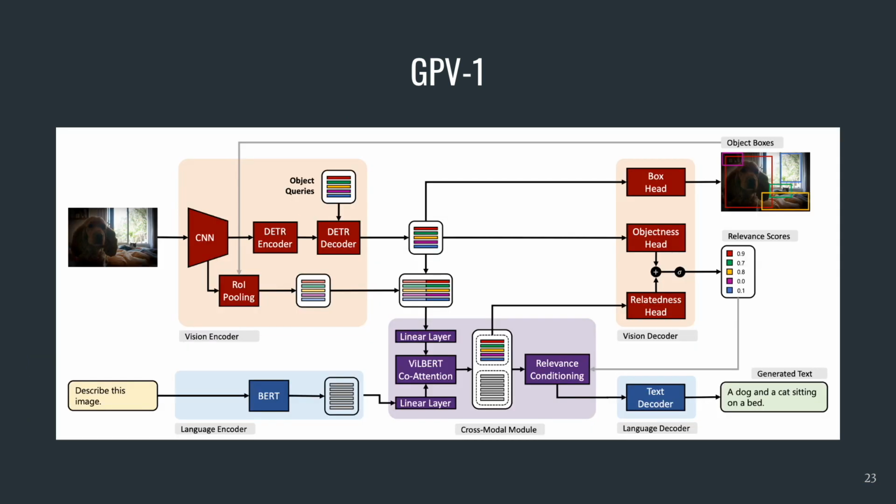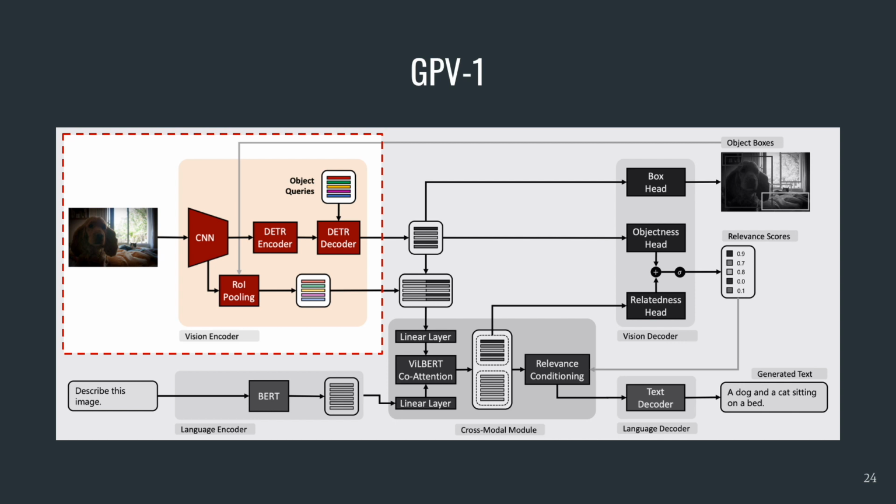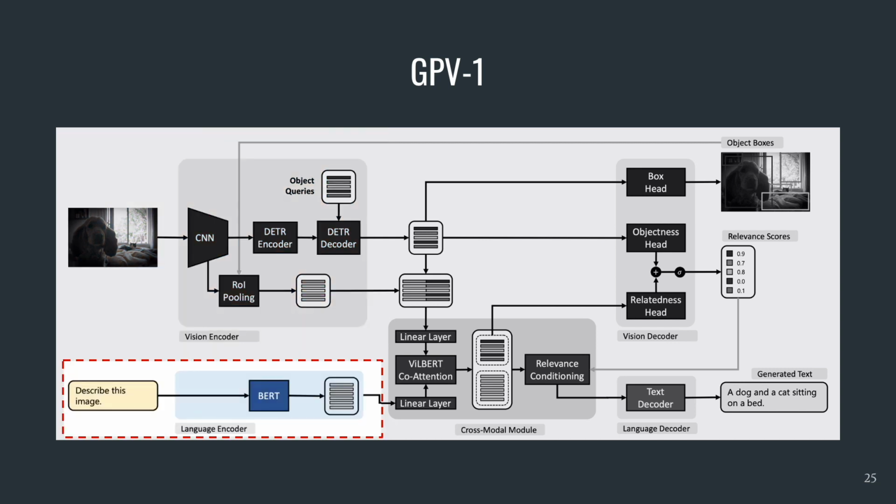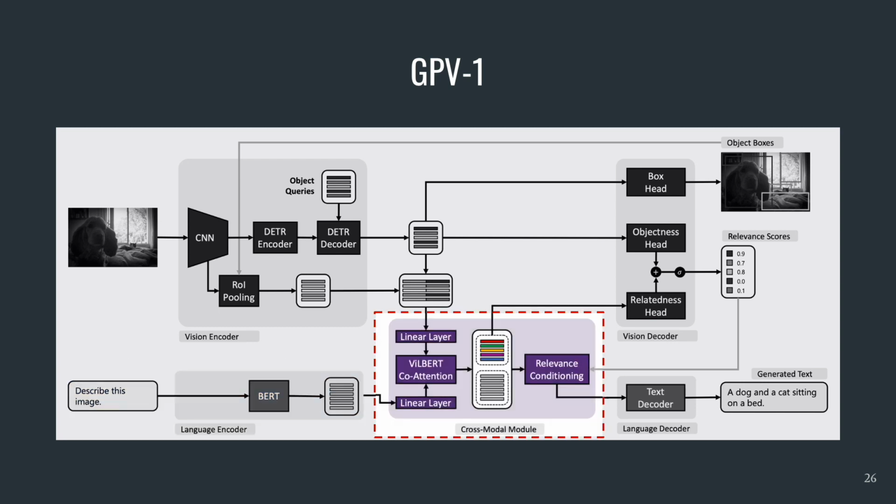This is what the architecture of GPV1 looks like. At a high level, GPV1 has encoders for vision and language inputs, and decoders for boxes, region relevance scores, and text. The vision encoder consists of a CNN backbone and the transformer encoder and decoder from DETR, a transformer-based object detection model that replaces hand-coded anchor boxes with learned object queries. We use pre-trained BERT as the language encoder to encode the task description. The vision and language encodings are fed through ViLBERT's co-attention module for cross-modal contextualization. The resulting image region and language representations are used to decode various outputs.